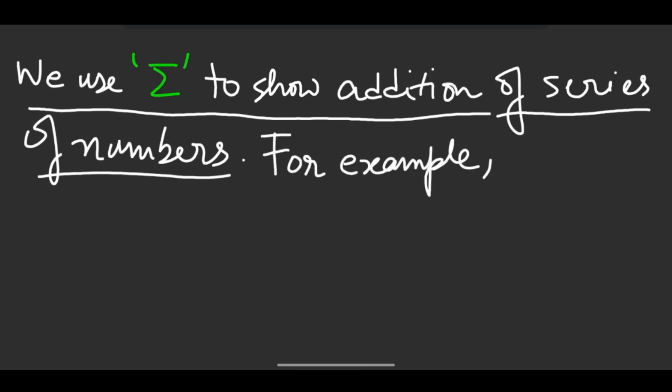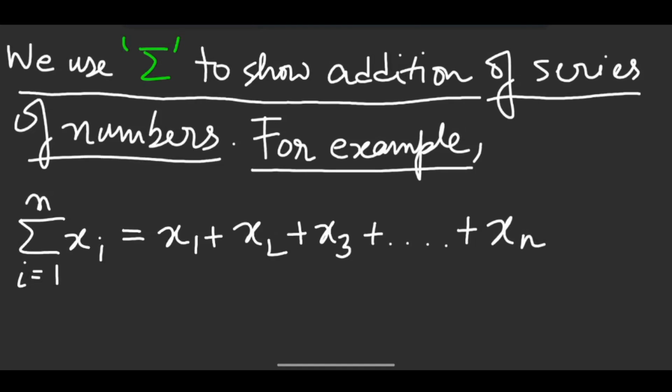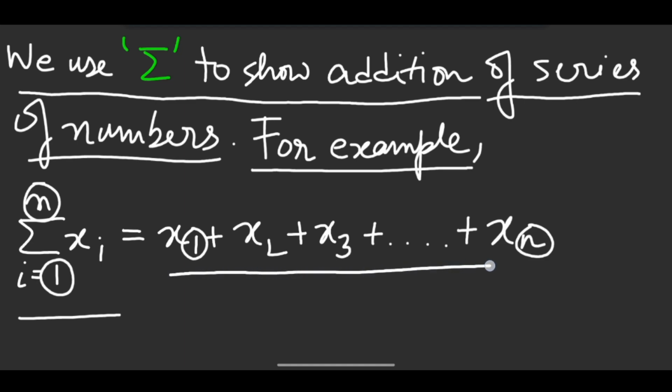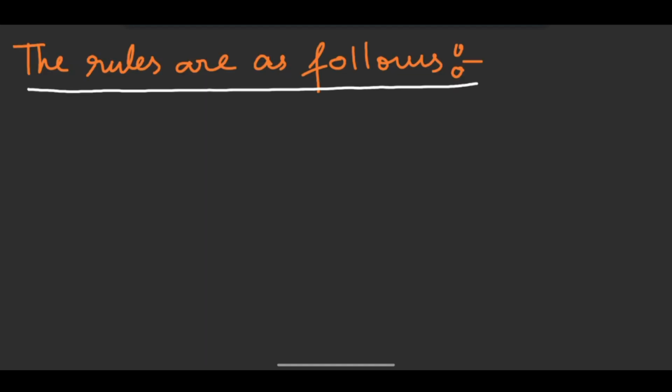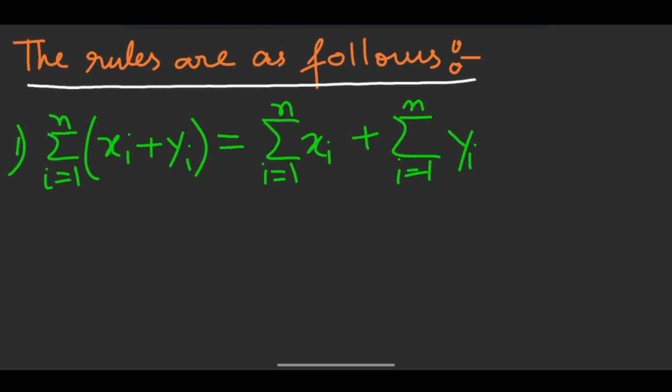Now for example, summation i equal to 1 to n. There are n number of observations starting from 1 to n. Now we will focus on the rules. The rules are as follows.